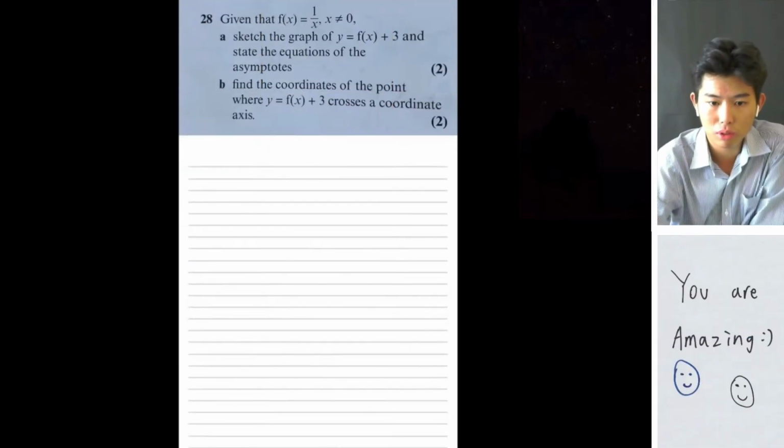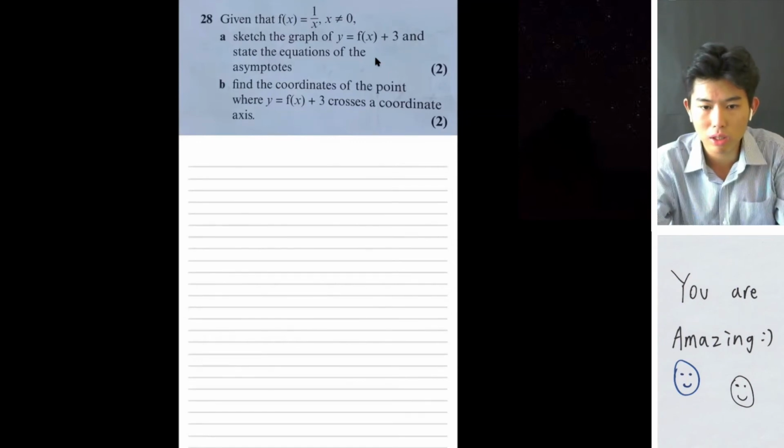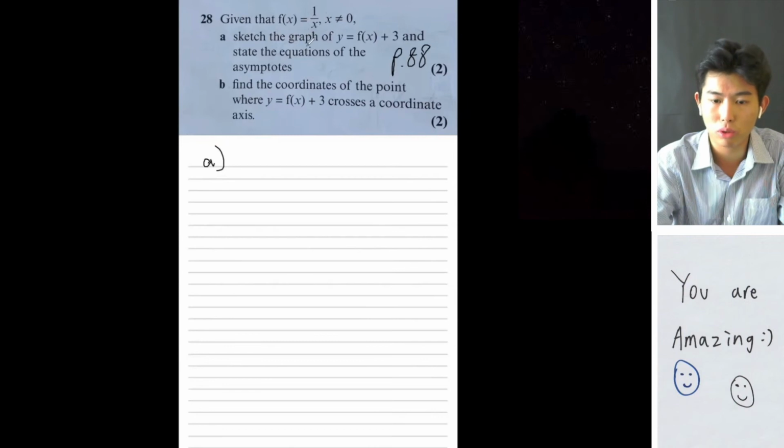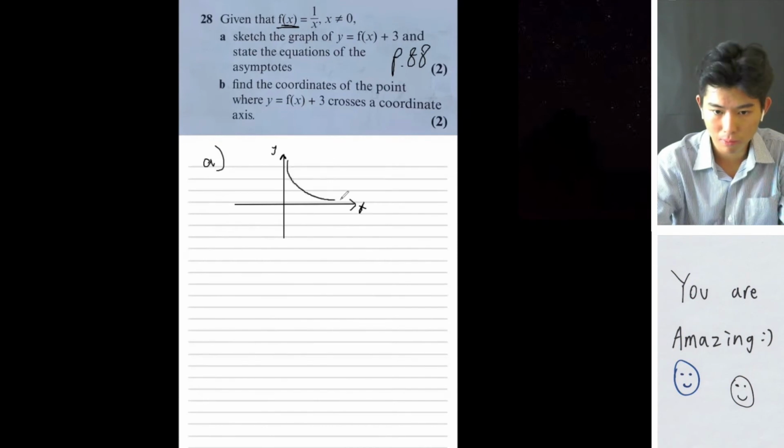Okay, let's try to do these questions. This actually is also from page 88 in the textbook. And for the part A, they want us to sketch the graph of y equals to f of x plus 3. So what does that mean? So f of x is 1 over x, right? 1 over x would be something like this. This one is y, this one is x. 1 over x would look something like this. And the curve is not touching x equals to 0 or y equals to 0.